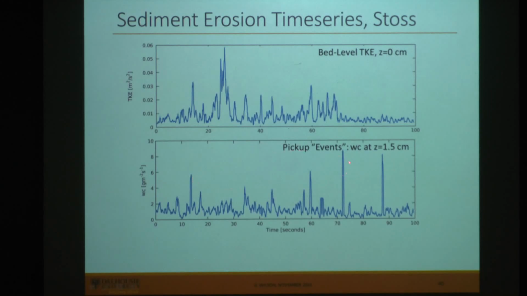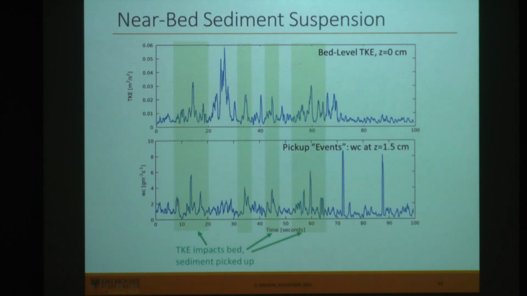And on the bottom is what I'm calling the pickup events, which is the vertical flux events at the top of the boundary layer, so sediment that's being picked up and entering into the water column. So the expectation would be with more TKE, we can expect more shear and sediment is going to be lifted up. And you can see that in a few cases that's really the case. So you see this nice correspondence between a TKE event that's reaching the bed and pickup of sand through the boundary layer, and some other events that I've highlighted here.